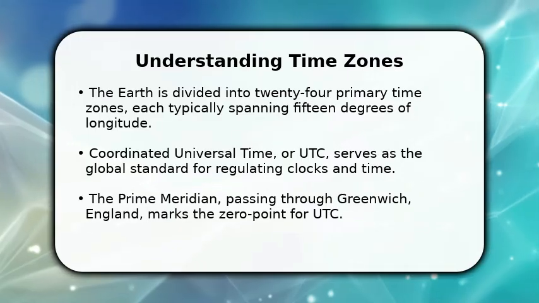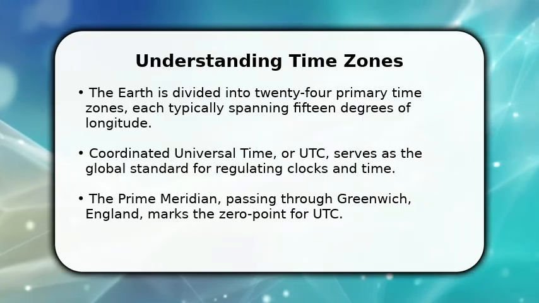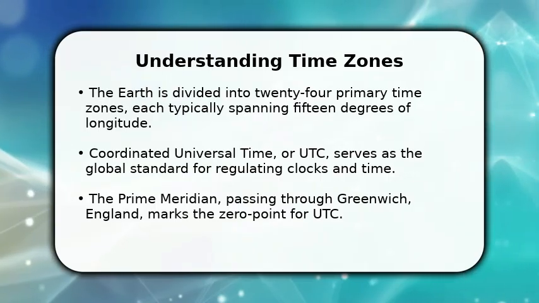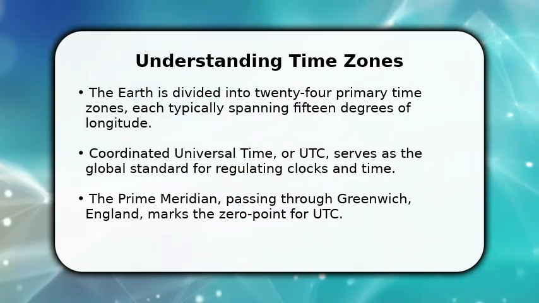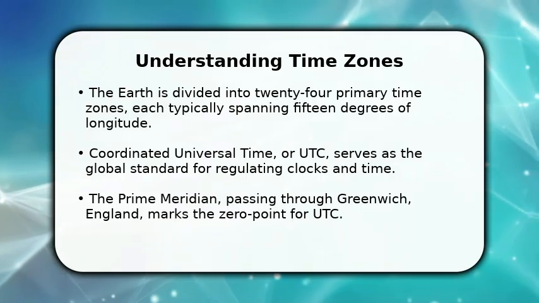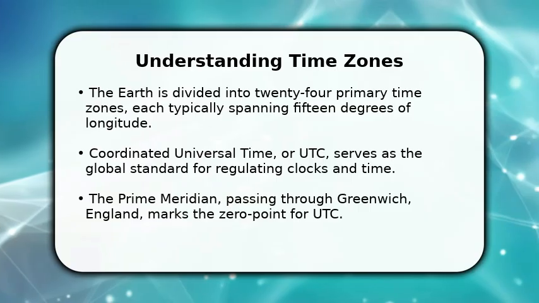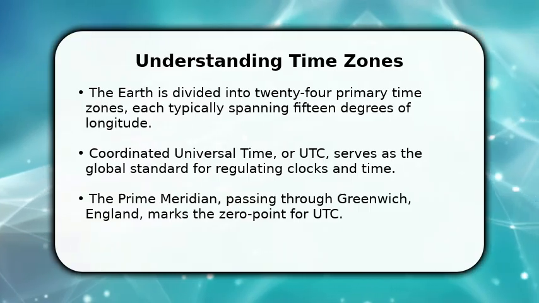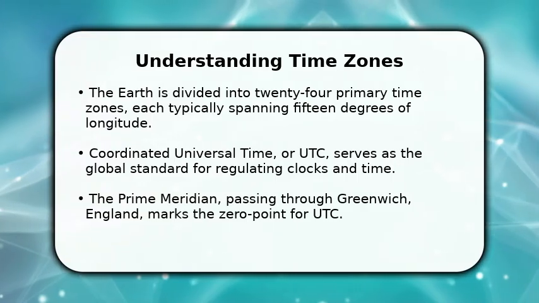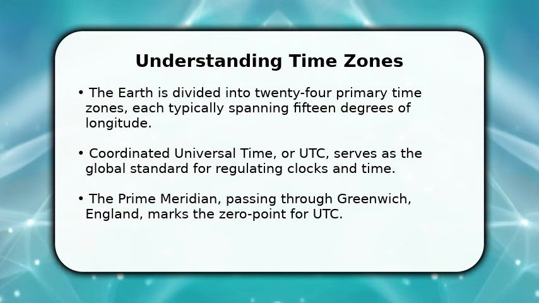In this video, I will explain how to use world time zones. The Earth is divided into 24 primary time zones, each generally representing 1 hour of difference. Coordinated Universal Time, or UTC, is the global standard by which we regulate our clocks. The prime meridian, located in Greenwich, England, serves as the 0 point for this universal time system. Understanding these fundamentals is key to navigating global schedules effectively.